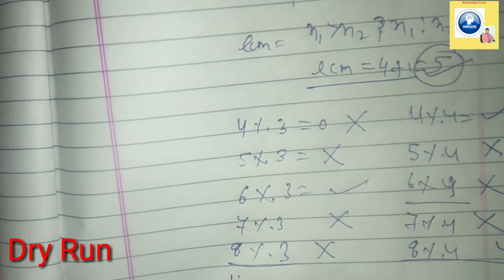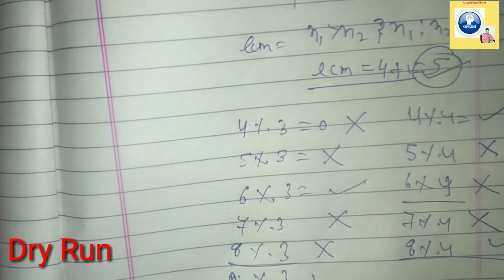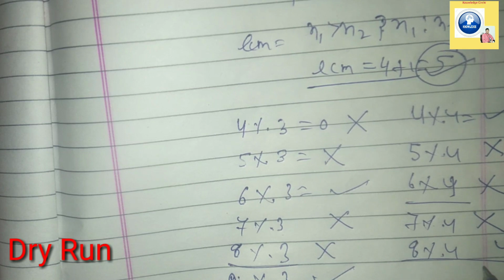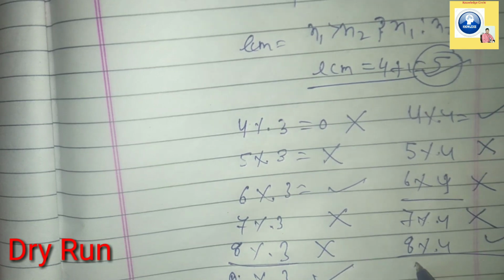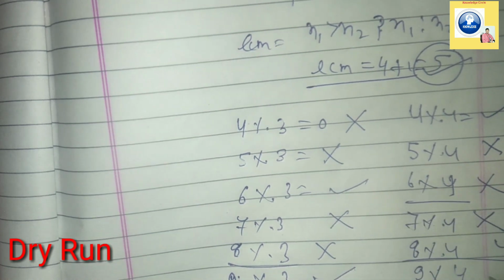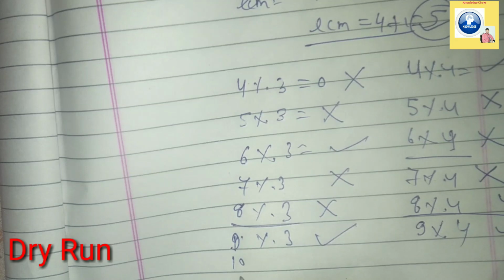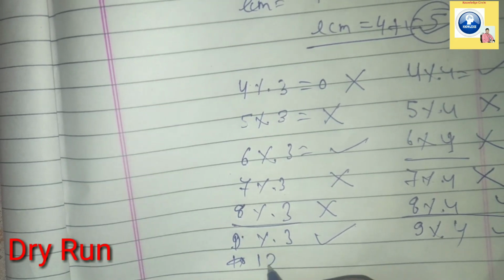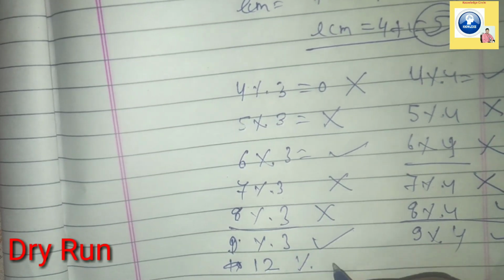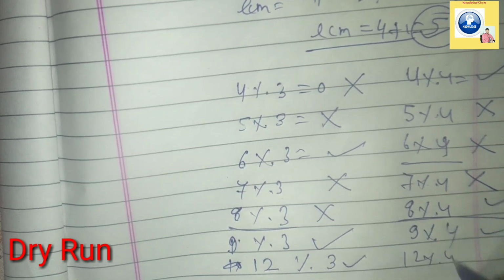Okay, then next time it will be 9. 9 divided by 3, yes, 9 can be divided by 3, and 3 divides 9. But 9 can't be divided by 4. In this way we will keep increasing, 10, 11, and when it reaches 12, 12 is a number which is divisible by 3 and 12 can be divided by 4 also.